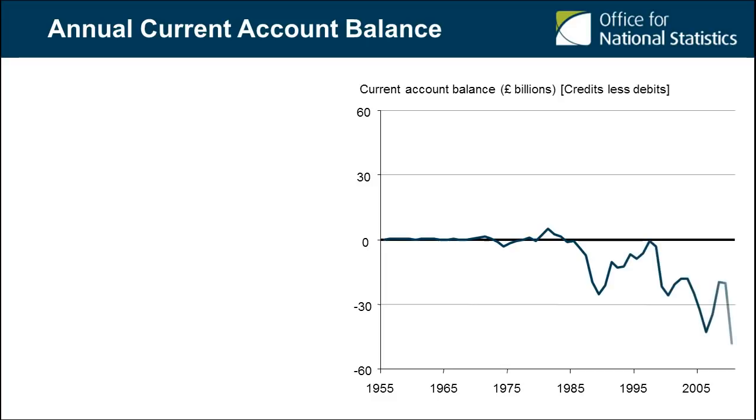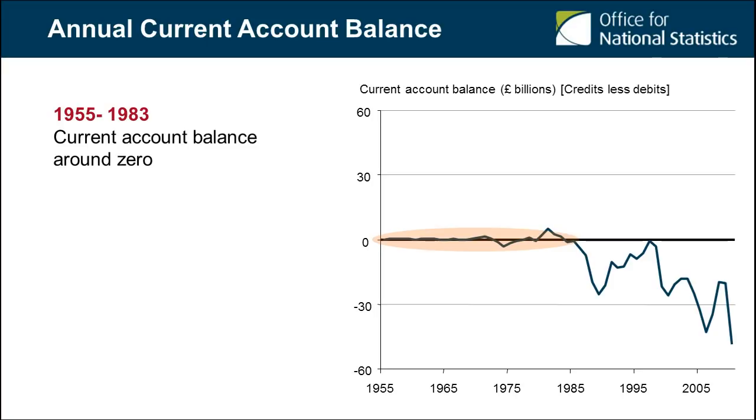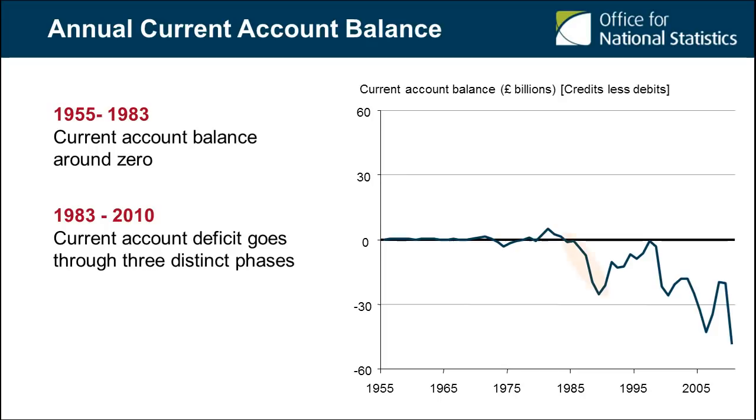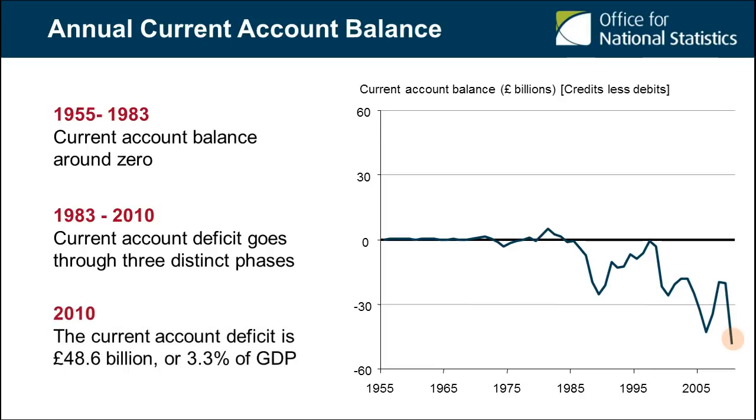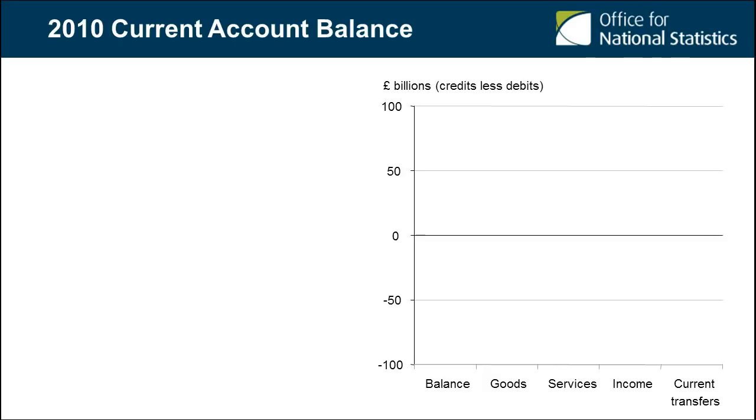Here we will now plot the balance since 1955. For 25 years or so, we can see the balance hovered around 0, with a small surplus in the early 1980s. From around 1983 onwards, there are 3 distinct phases, which you can see here. Looking at the most recent annual data available in 2010, we can see that the current account in the UK balance of payments had a deficit of 48.6 billion, the largest since records began. This is equivalent to around 3.3% of GDP, where GDP measures the value of all the goods and services that's produced within the UK.